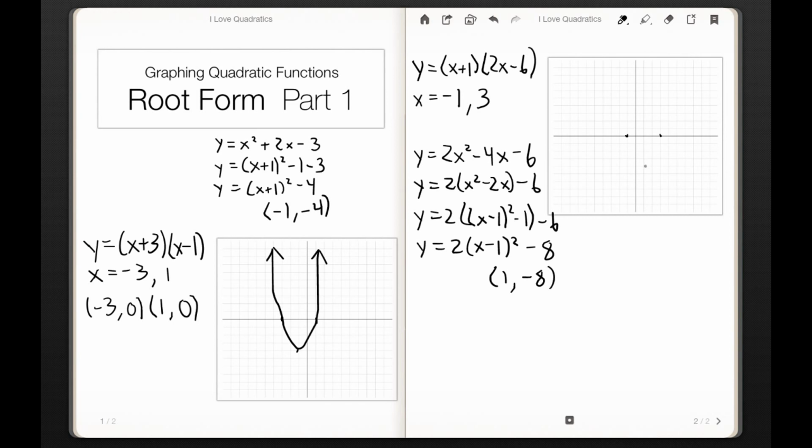So it's going to be way down here. So you can see we're going to have a much narrower graph looking something like that.